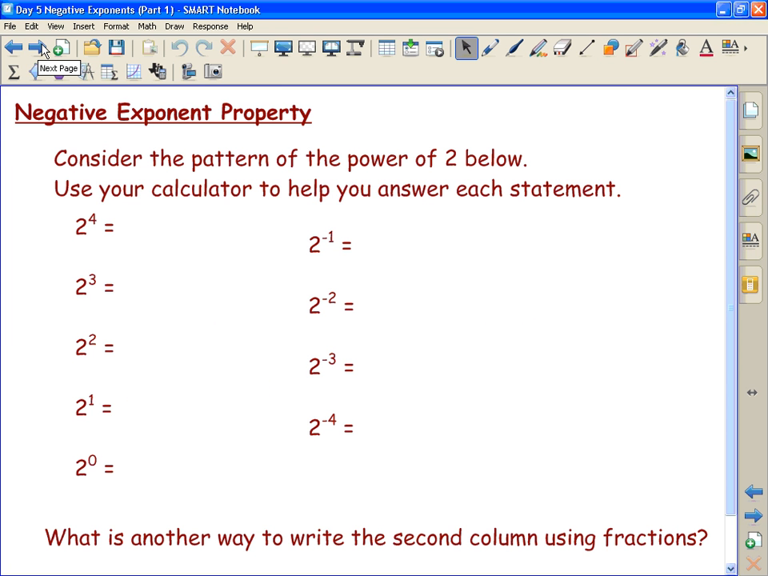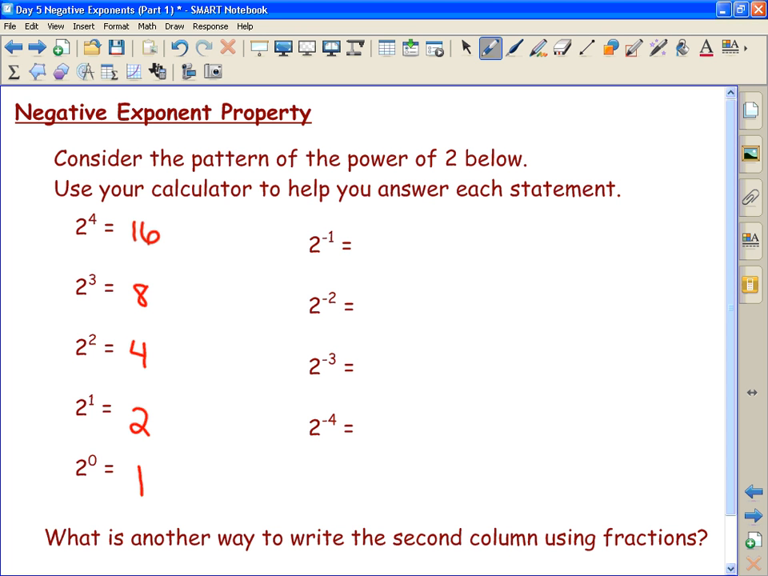First I'm going to ask you to consider the pattern of the powers of 2 below. We're going to use our calculator to help us answer. We can just punch them in as we go. What we get is 2 to the 4th, I believe that is 16. 2 to the 3rd is 8. 2 to the 2nd is 4. 2 to the 1st is 2. And 2 to the 0 is 1.